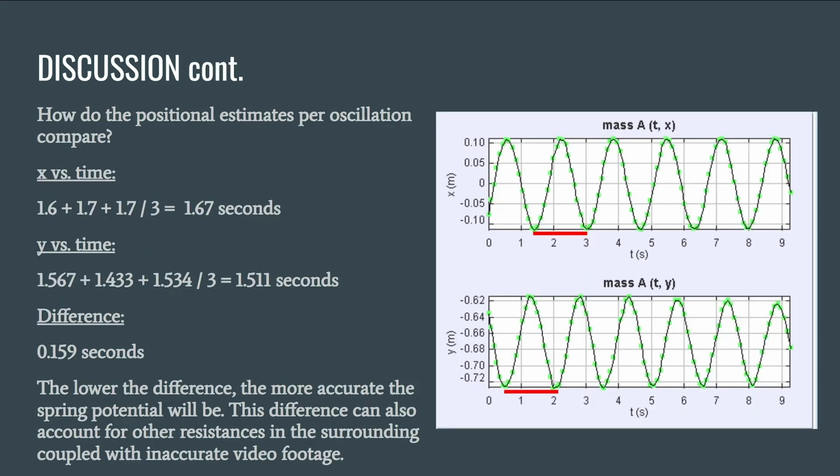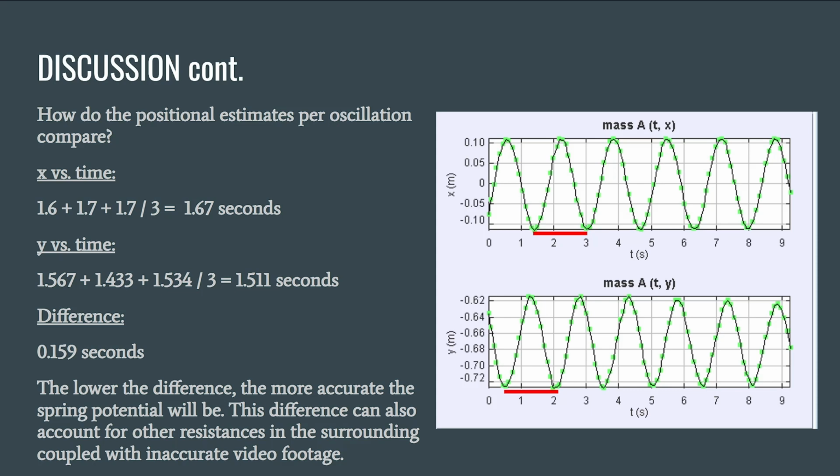Furthermore, how did the positional estimates per oscillation compare? In order to do this, we need to find the position at the beginning and end of a certain oscillation. The graph on the right shows an example of where you can find the difference between an oscillation loop. But the location that you choose does not really matter as long as the two locations you do choose are equally at the beginning and end of an oscillation. After doing this for both the x and y positions, we see that the difference is about 0.159 seconds.